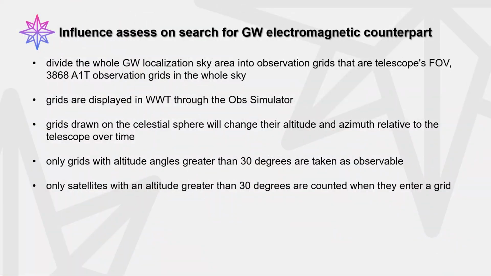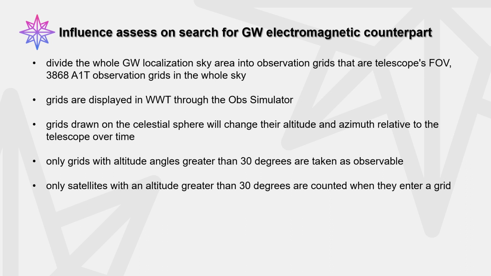So we divided the whole gravitational wave localization sky area into observation grids that are the same area as the telescope's field of view, which is 3,868 A1T observation grids in the whole sky. Then the grids are displayed in WWT through the OBS simulator.